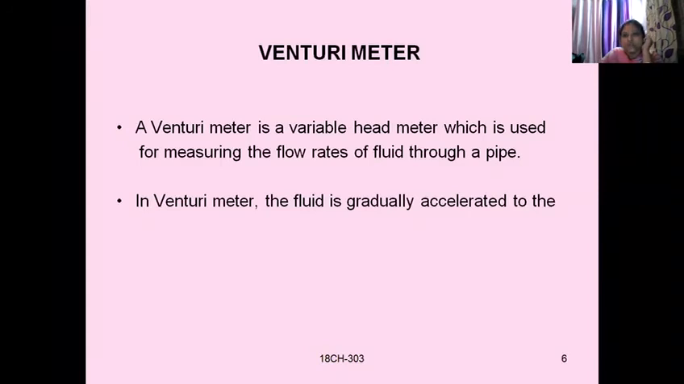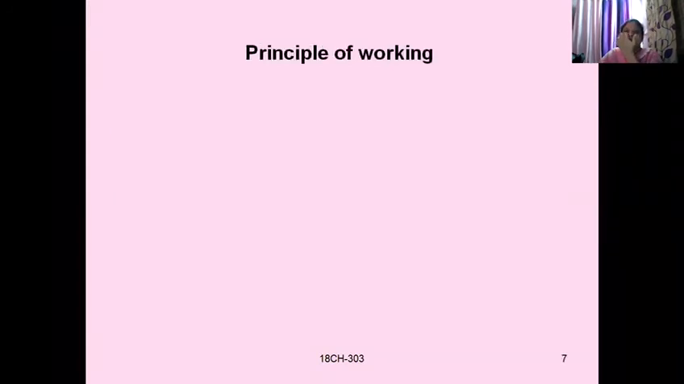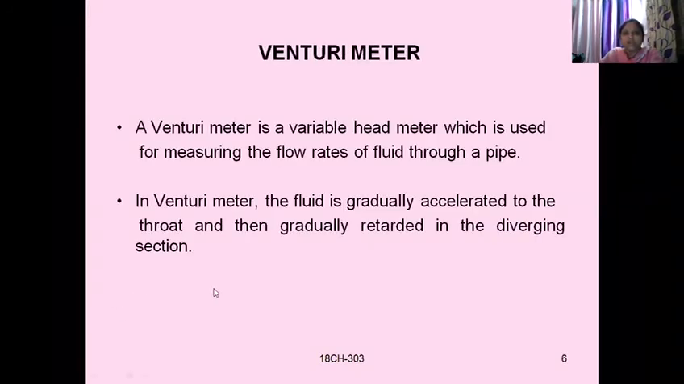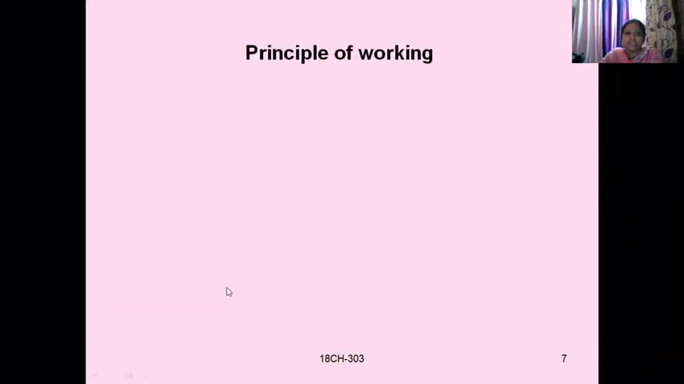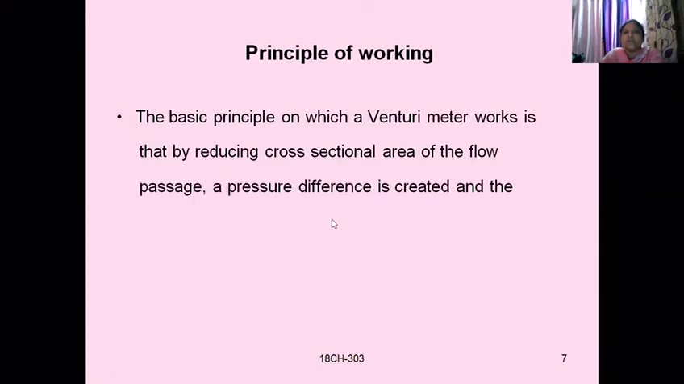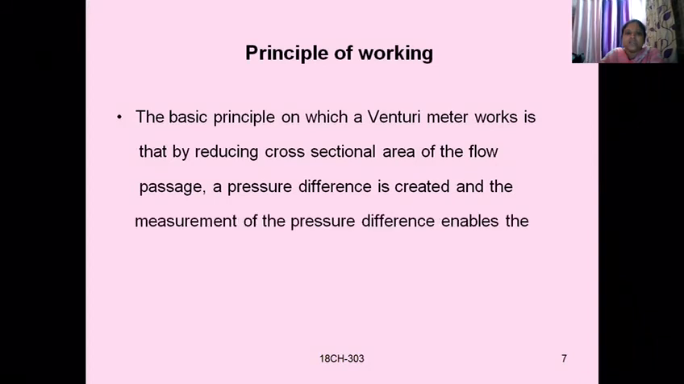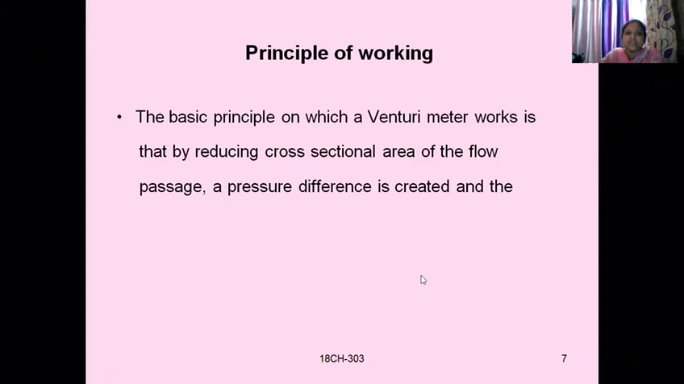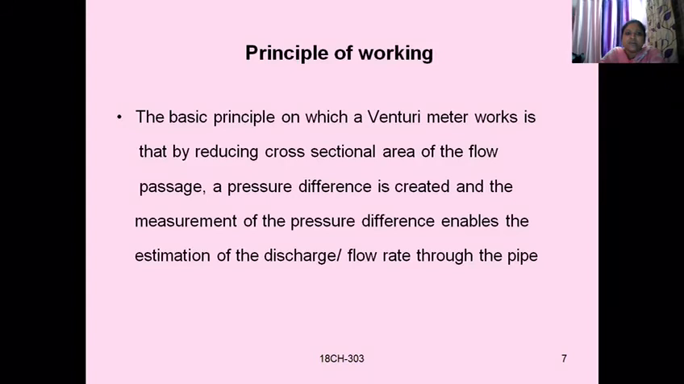In a Venturi meter, the fluid is gradually accelerated to a throat and then gradually decelerated in the divergent section. The basic principle of working of the Venturi meter is that it works by reducing the cross-sectional area of the flow passage. A pressure difference is created, and the measurement of the pressure difference enables the estimation of the flow rate through the pipe.